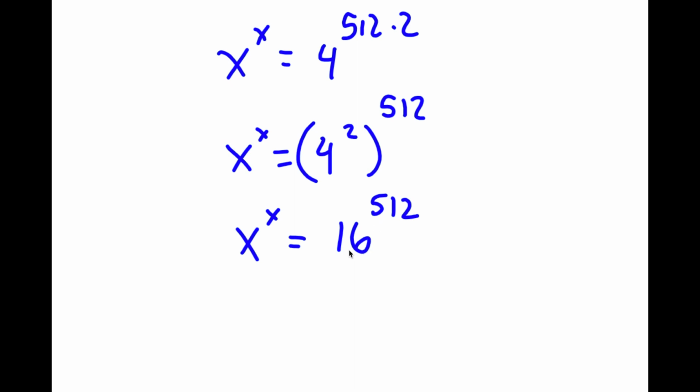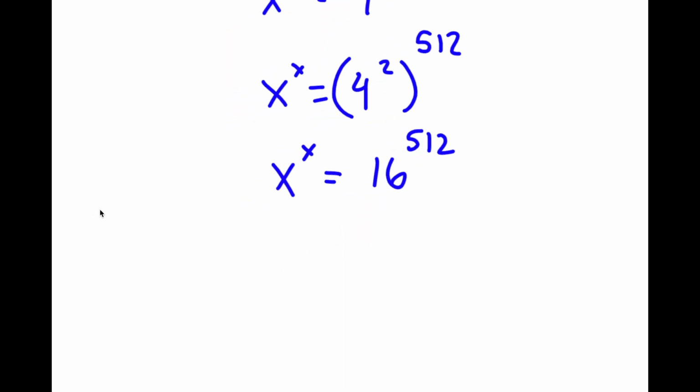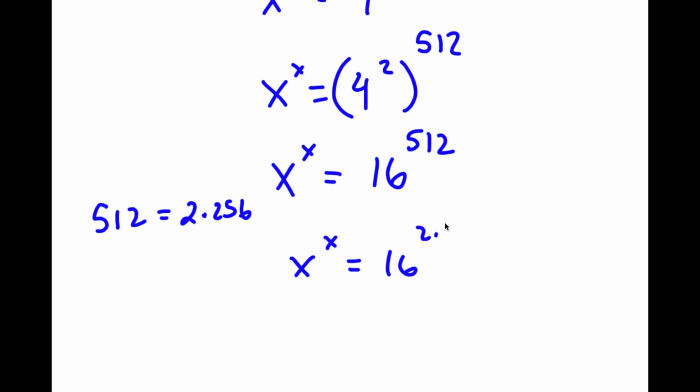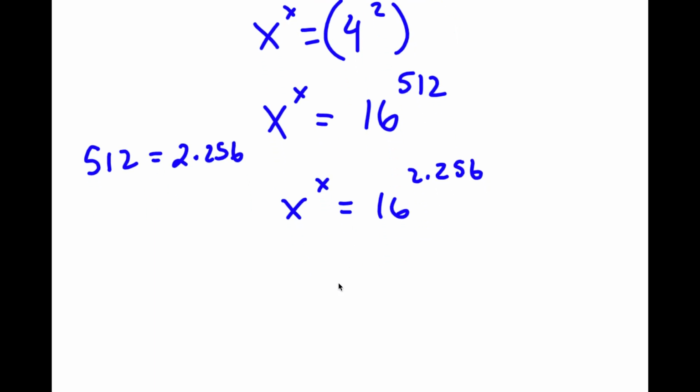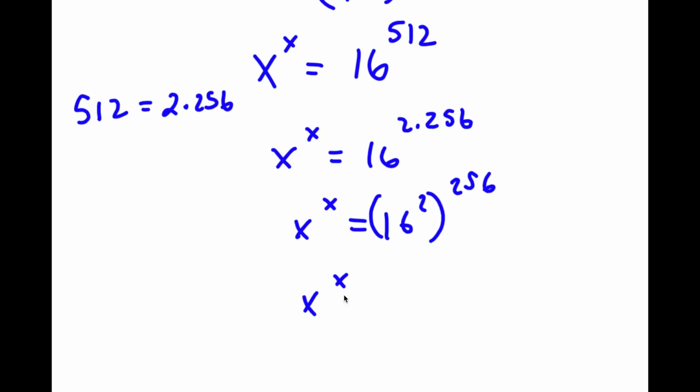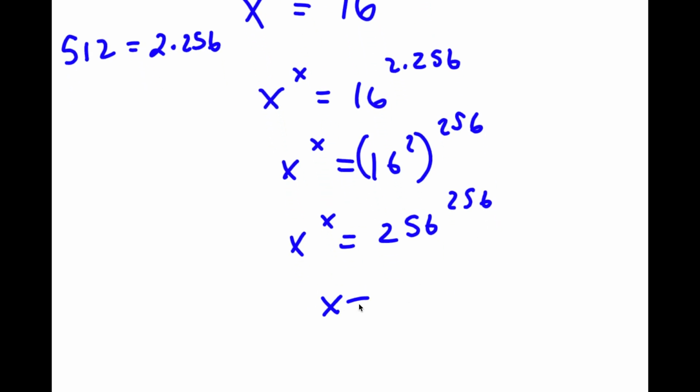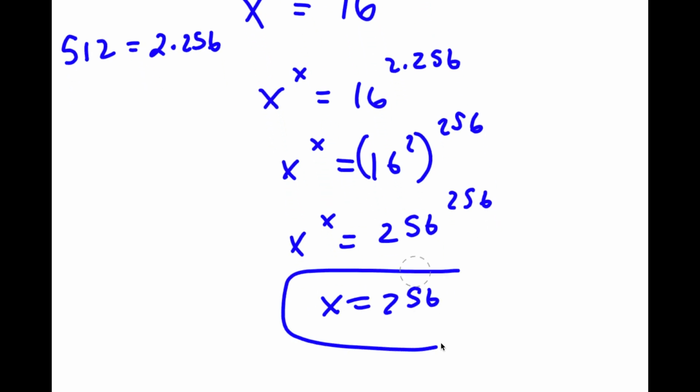Now I'm going to repeat the same thing again. 512, this is equal to 2 times 256. So now I have x to the power of x is equal to 16 to the power of 2 times 256, which is the same thing as 16 squared to the power of 256, which is the same thing as 256 to the power of 256, meaning x is 256.